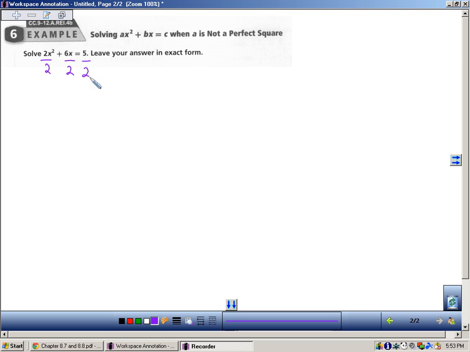Okay. Now let's rewrite this in simplified form. It ends up being x squared plus 3x equals 5 over 2. Again, our job is to find the value that we add so that that left side becomes a perfect square. Well, let's use our strategy again. Half of 3. We want to square that, right?